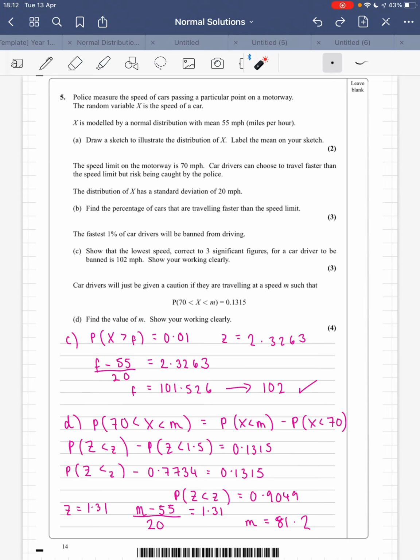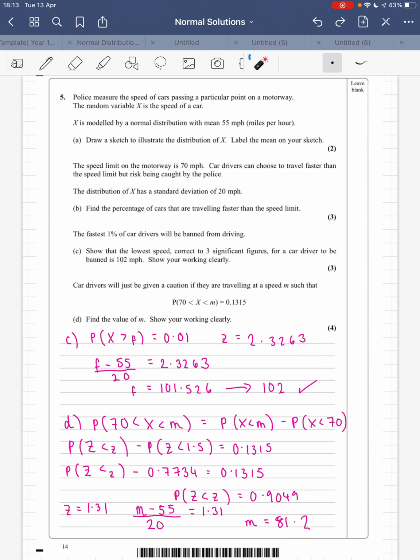And then the last part, I liked this question. Now that I'm confident and enjoying the normal distribution, I liked this question. Car drivers will be just given a caution if they are traveling at a speed m, such that the probability that X is between 70 and m is 0.1315. Find the value of m.